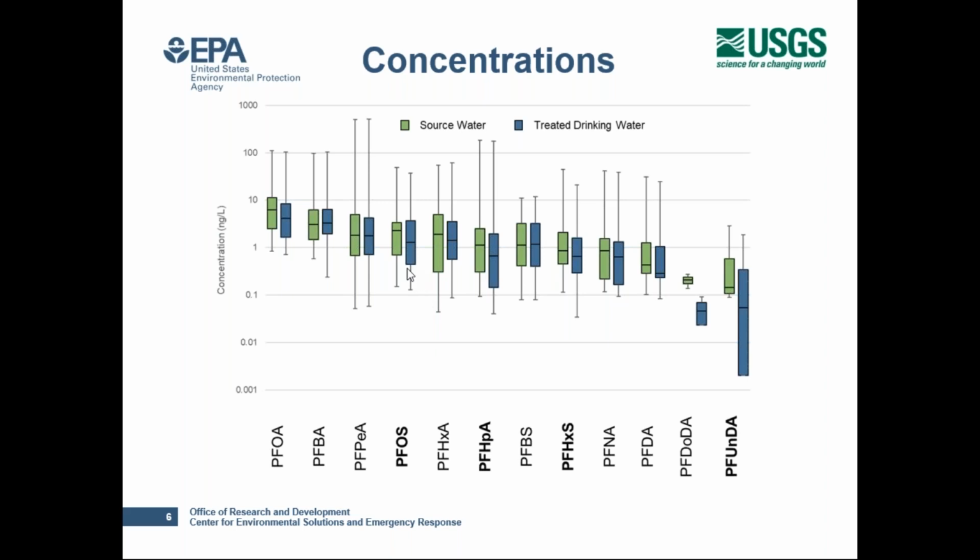When we did the Wilcoxon paired sample test, only PFHpA, the 7-carbon acid, PFHxS, the 6-carbon chain acid, and PFDA showed statistically significant differences between the source water and the treated drinking water. Everything else was statistically the same in the source water and treated drinking water, showing that across these 25 plants, there really wasn't much removal during treatment.